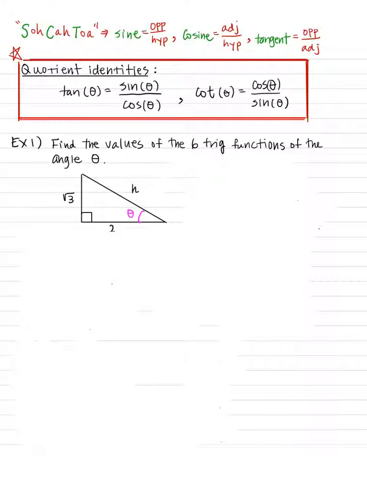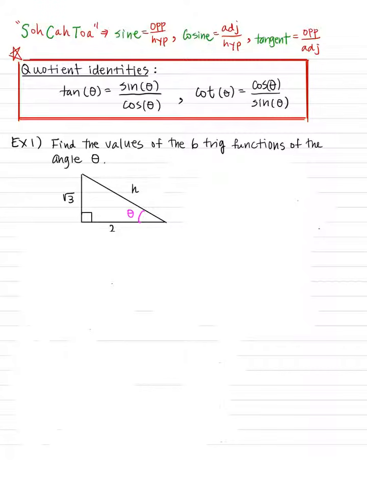Forgot the T there. So quotient identities. Please memorize that tangent of theta is sine theta over cosine theta. And cotangent of theta is cosine of theta over sine of theta. Okay. So let's do some examples.